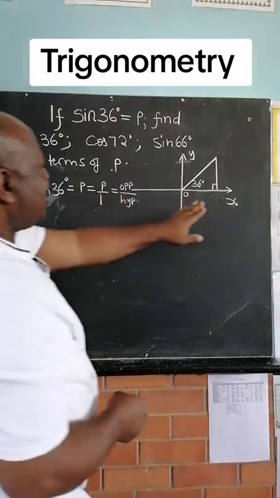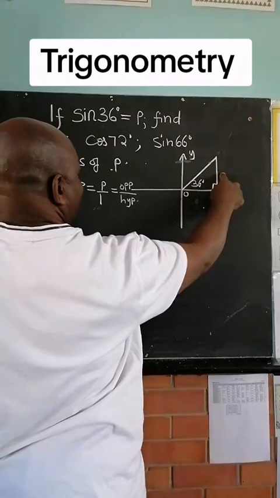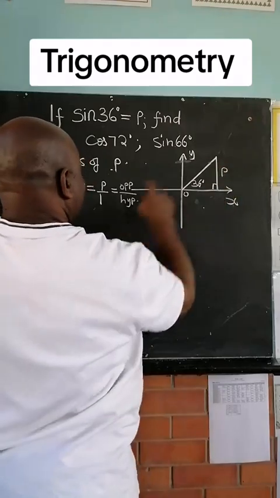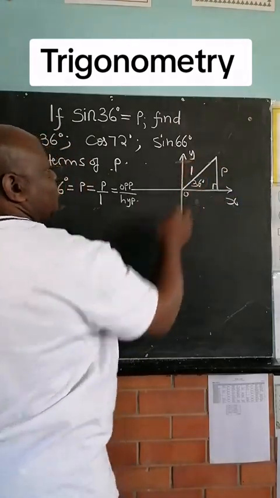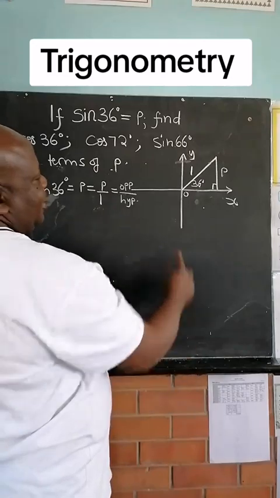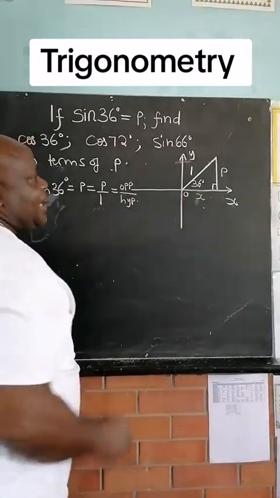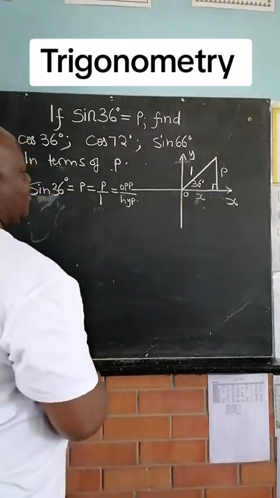Then I go to the diagram. The side which is opposite to angle 36 is this one. I shall call it P. The hypotenuse, I shall call it 1. That leaves me with a side that I don't know. Because it is along the x-axis, let me call it x. I am looking for the value of x.